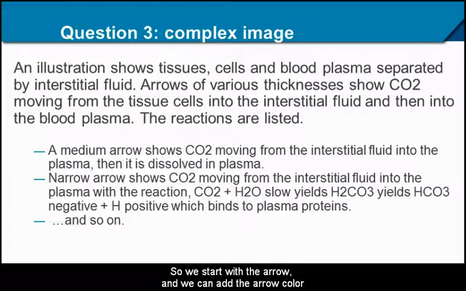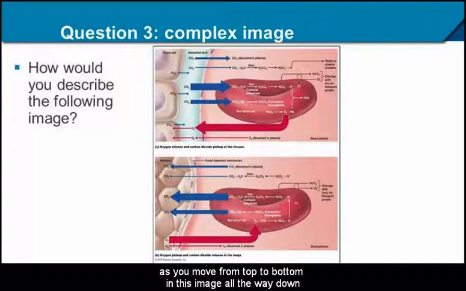So we start with the arrow, and we can add the arrow color and the relative size, and then we have the arrow, we have what's moving, in this case it's CO2, where is it going, and if there's a reaction listed, what's the reaction. And that's the format that each bullet should take as you move from top to bottom in this image all the way down.